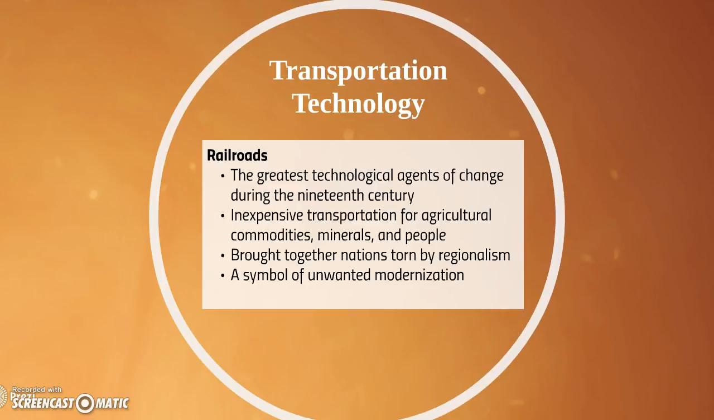In terms of transportation technology, the railroad was the greatest agent of change in the 19th century, according to our textbook. It was inexpensive transportation for agricultural commodities, minerals, and people. It brought together nations torn by regionalism, and it was a symbol of unwanted modernization to some.